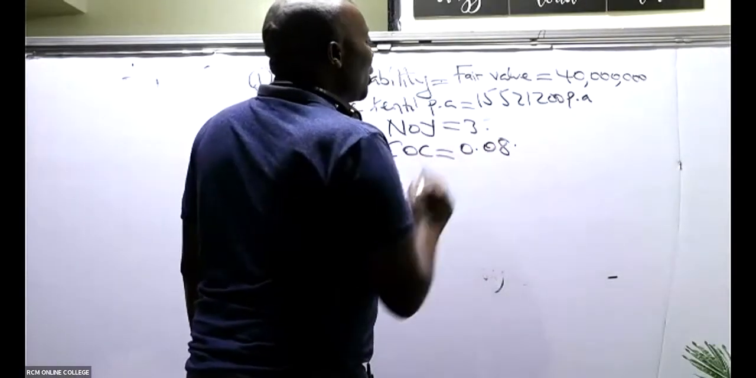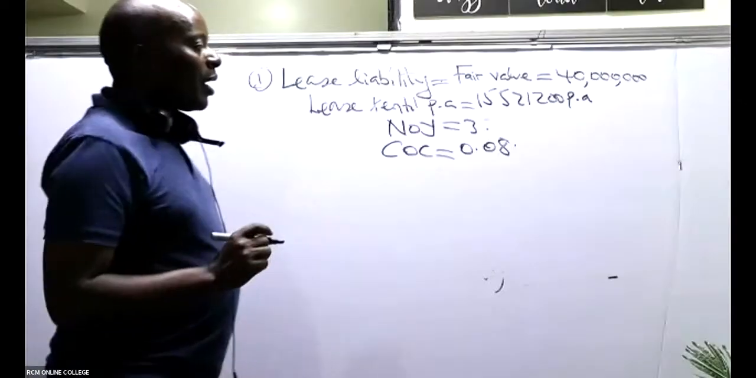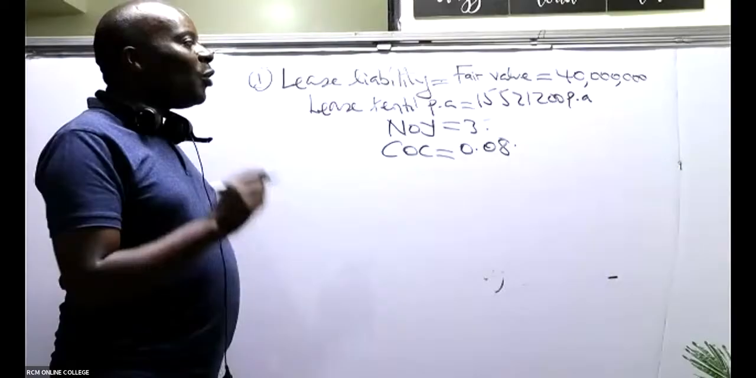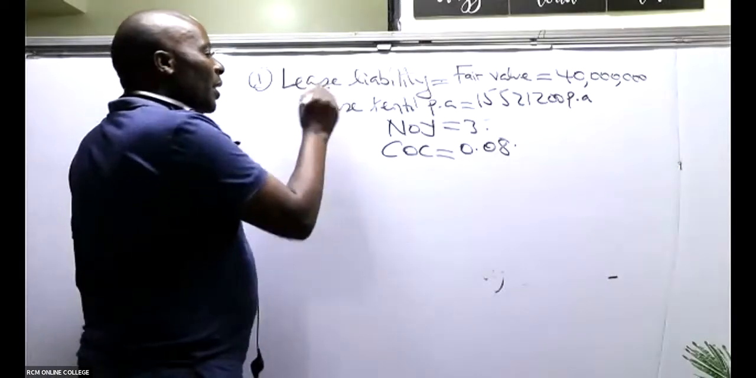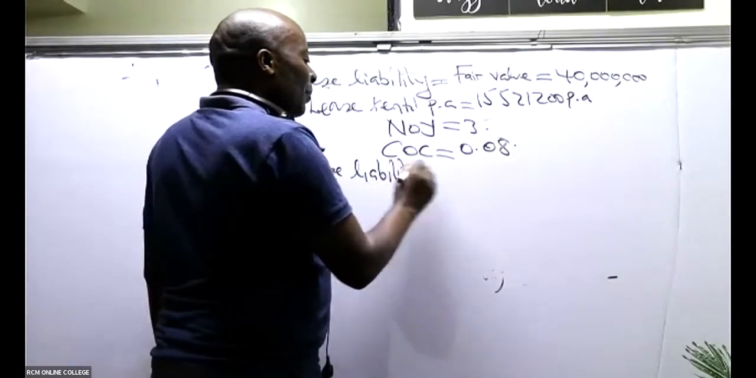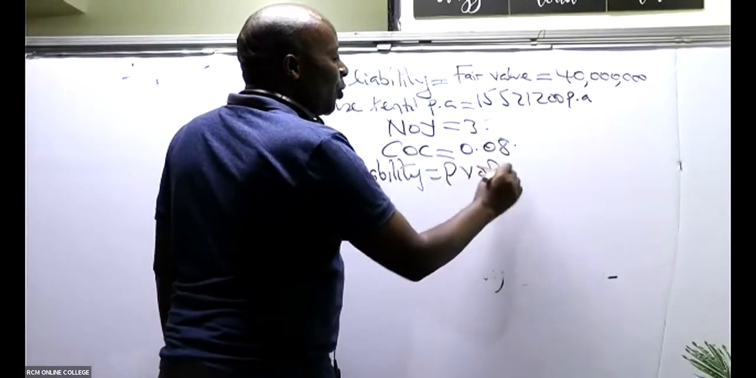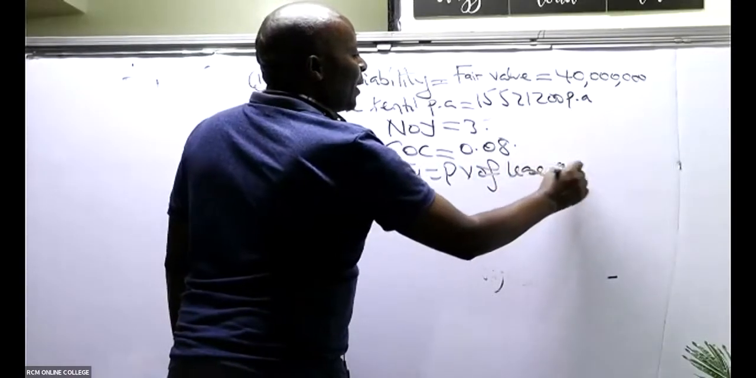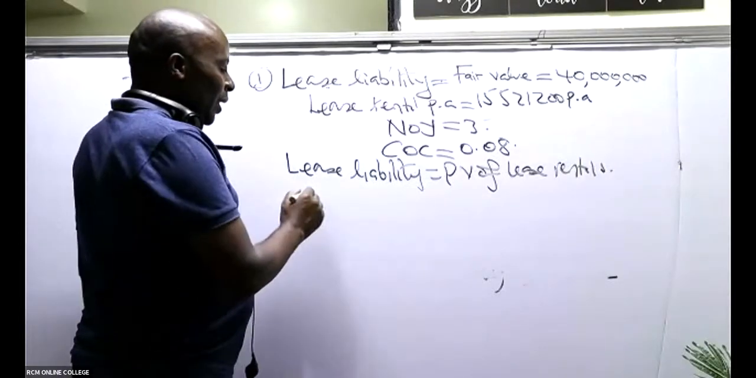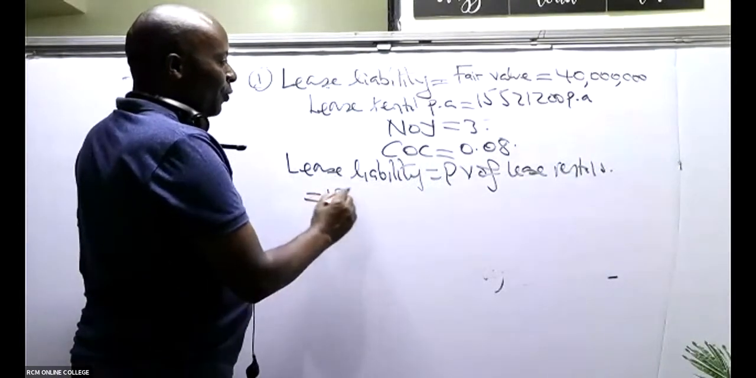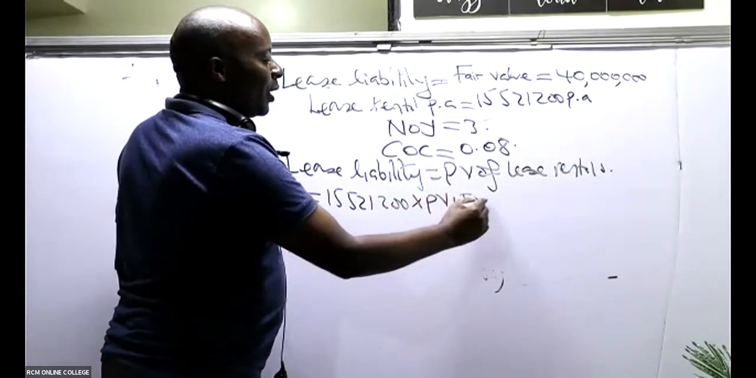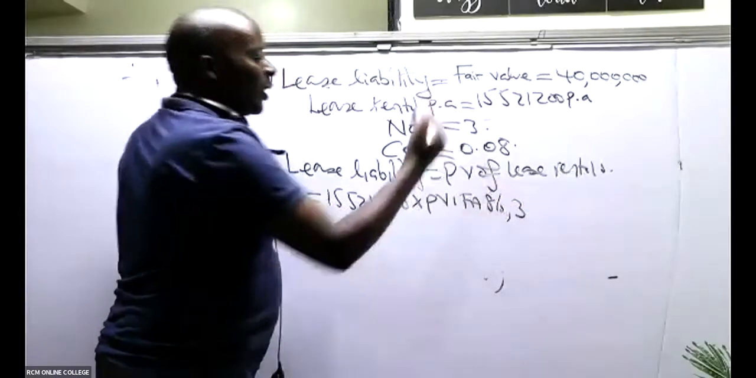So I would want us in this case to assume that the fair value was not given. If the fair value was not given, then I would have gotten this lease liability by taking the present value of lease rentals. So then in that case, this would have been this 15,521,200 times PV for 8%. How many years? 3 years.